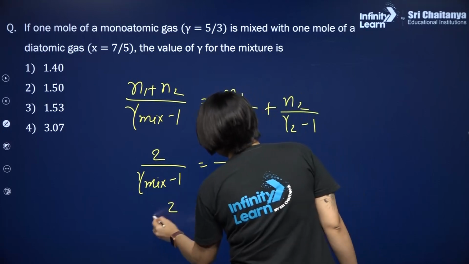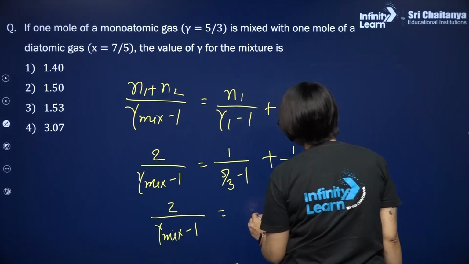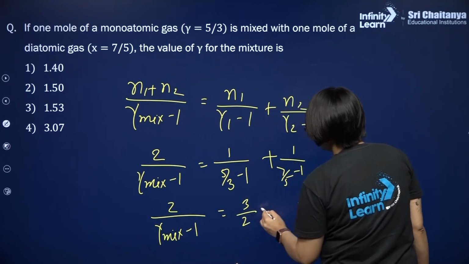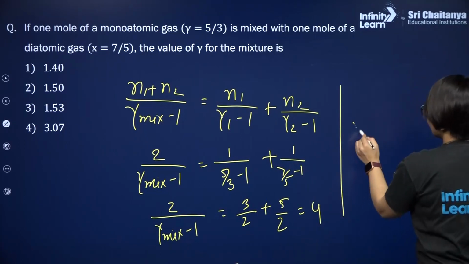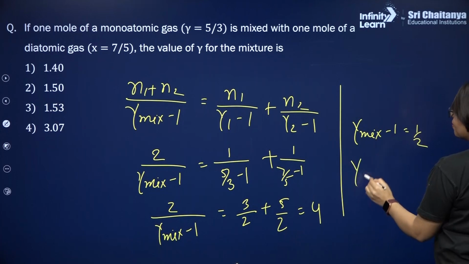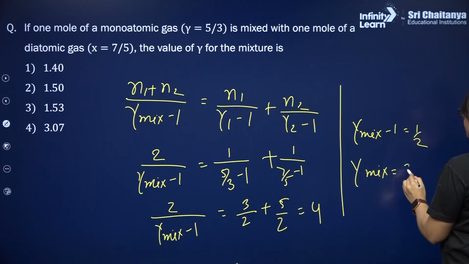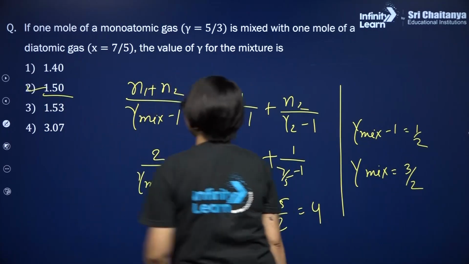So this is 2 upon gamma mixture minus 1 is equal to 3 upon 2 plus 5 upon 2, that is 4. So gamma mixture minus 1 is 1 by 2. So gamma mixture is 1 plus 1 by 2, that is 3 by 2, which is 1.50, option 2.